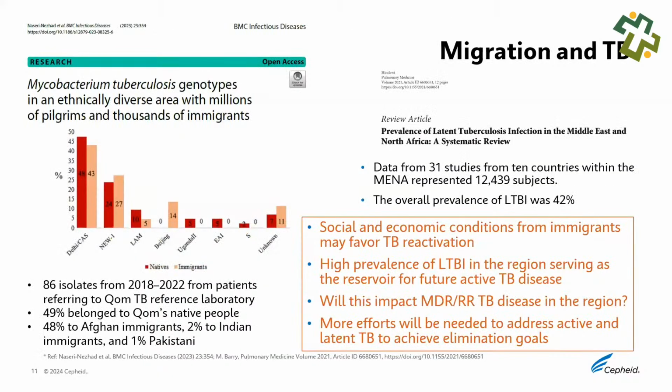In this slide, it's still on migration and TB. The slide underscores that nearly half of TB cases determined in the region between 2018 and 2022 were among Afghanistan immigrants, with about 42% latent TB infection prevalence across this region. Again, this raised concerns about TB reactivation and its potential impact on MDR or rifampicin-resistant TB control. This also supports the previous study, showing that migration and TB have a strong association, and we need to be mindful of that.